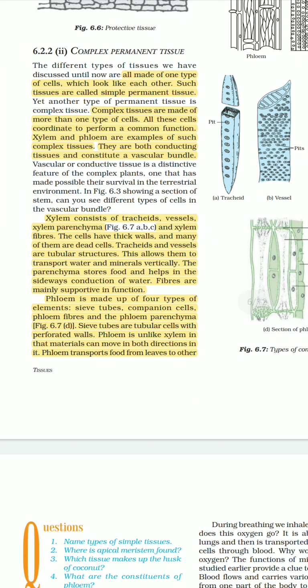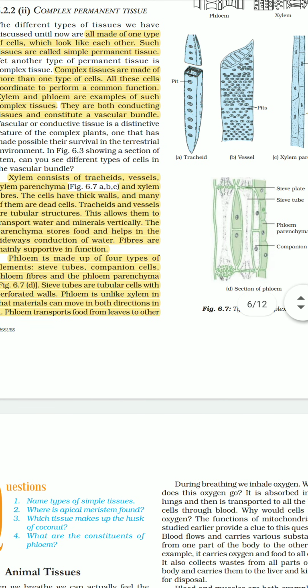Then xylem actually involves passive transportation. Passive transportation means that during transportation it does not spend energy. No energy is spent on this. But in case of phloem, it involves active transportation. It means that whenever it transports food in the form of ions from one part to another, it involves expenditure of energy in the form of ATP, that is adenosine triphosphate, and that is why it involves active transportation.